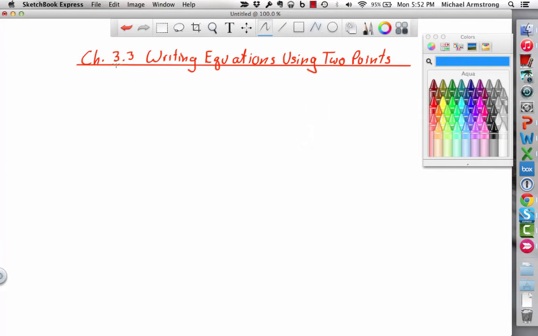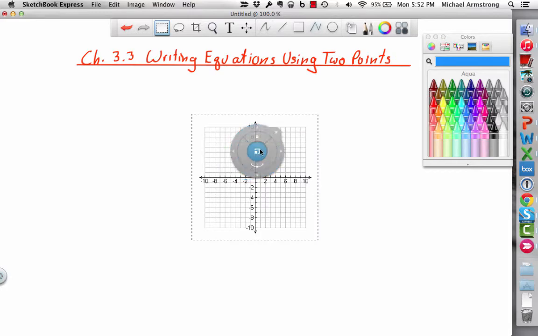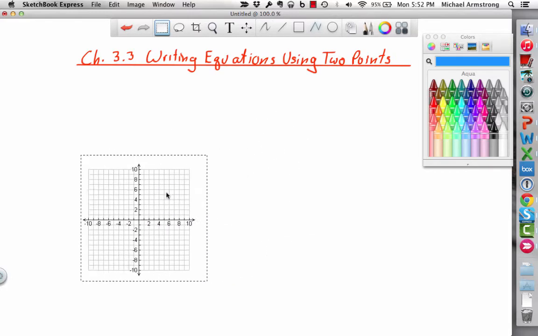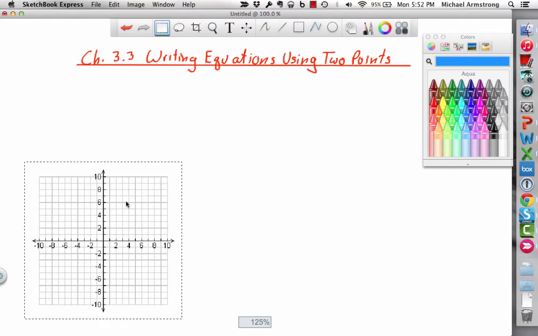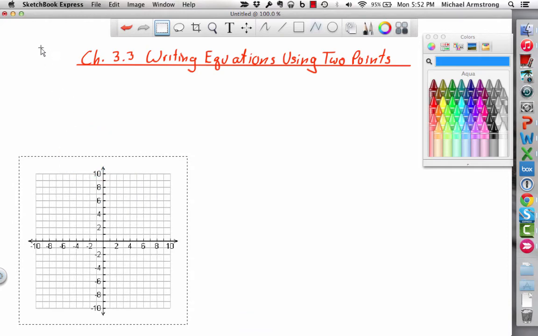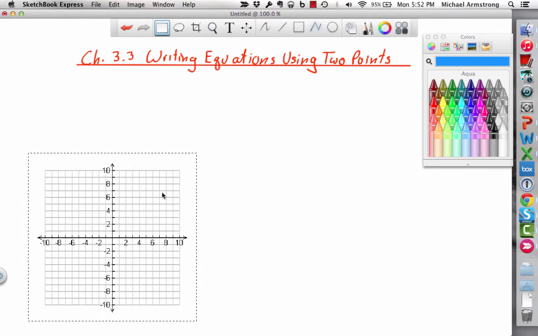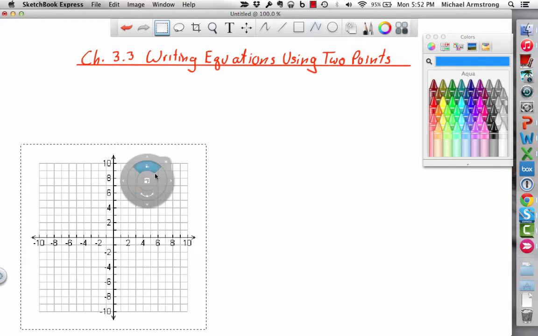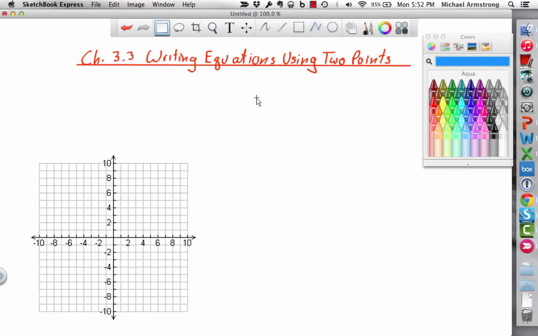Okay, chapter 3.3, writing equations using 2 points. This is fun. I enjoy this. I know it might not seem like very much fun to you, but I actually kind of enjoy it. So we're going to work together on it, and I've got a little piece of graph paper. I'm hoping that this helps me as we work through this, but I guess we will find out.